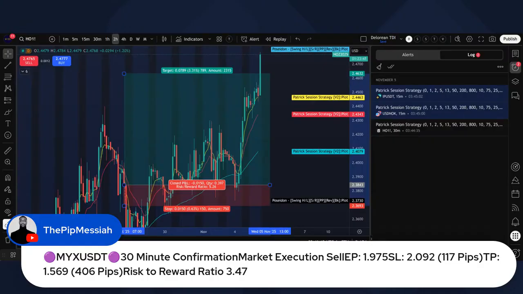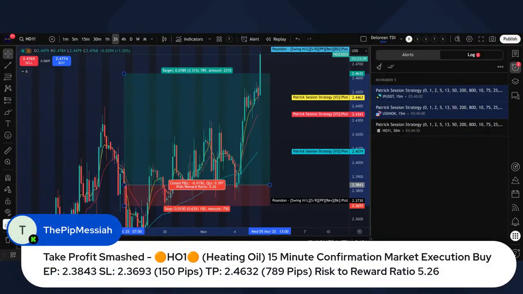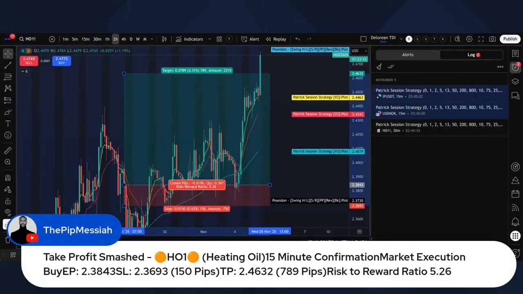And here's another take profit smash. This time on HO1 heating oil. That's a futures. All right, that's for 789 pips. It's win number 1013 for the year. Brings us up to 4,457,105 pips year to date.